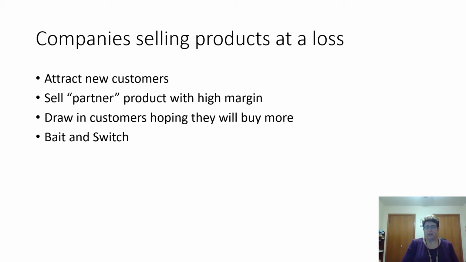Another reason that we did see many examples is to sell a partner product at a higher margin. They'll sell one thing at a low price, with no profit or at a loss, but to use it requires another product. That other product they'll sell with a very high margin, such as razors and their handles. So you might initially buy the package with the razor at a loss, but then to buy all the razor blades, they're going to have a high margin.